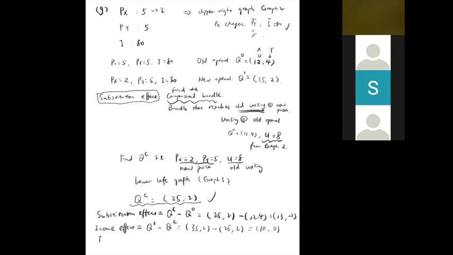And next, the total effect. Of course, you could just directly add the substitution effect plus the income effect. Adding up 13 and 10 gives us 23. And adding up -2 and 0 gives us -2.